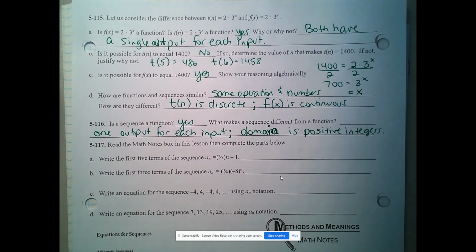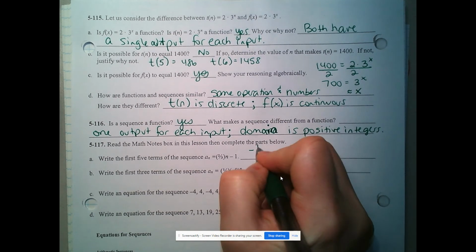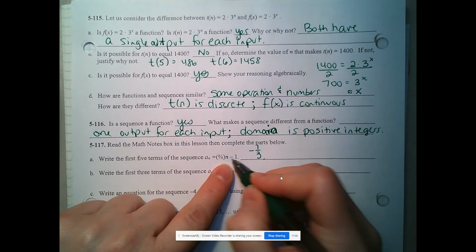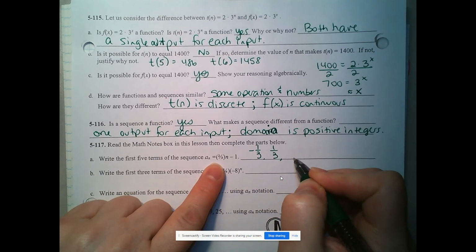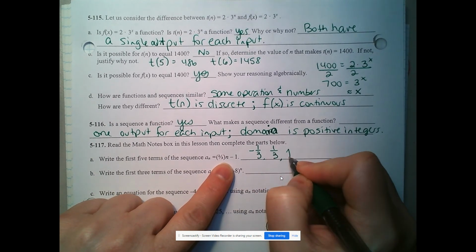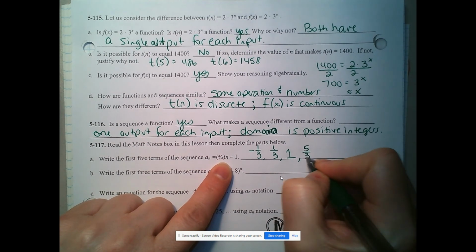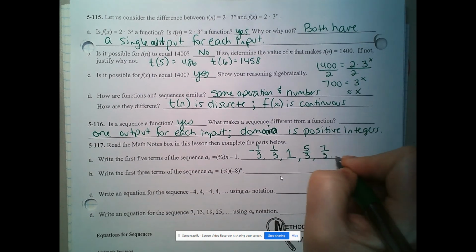Write the first 5 terms of the sequence. In order to do that, you simply plug in 1. So 2/3 times 1 and then take away 1 is -1/3. Do it again. 2/3 times 2 minus 1 is +1/3. Do it again. 2/3 times 3 is 1 whole. 2/3 times 4 take away 1 is 5/3. 2/3 times 5 take away 1 is 7/3, and you would keep going.